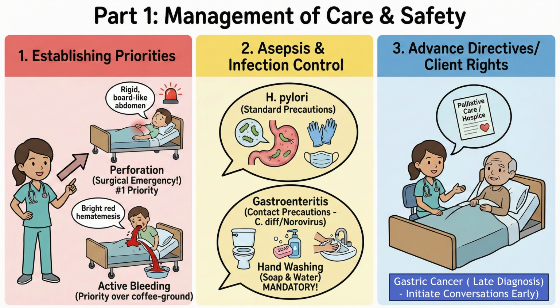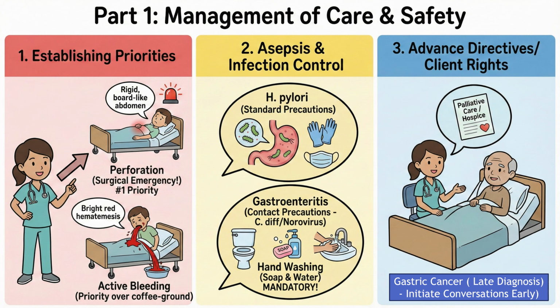The bleeding patient, a patient with bright red hematemesis and active bleeding, takes priority over a patient with coffee-ground emesis, which is old blood. And the second topic is asepsis and infection control. H. pylori, remember, is likely transmitted via saliva, feces, or contaminated water. Standard precautions are key.